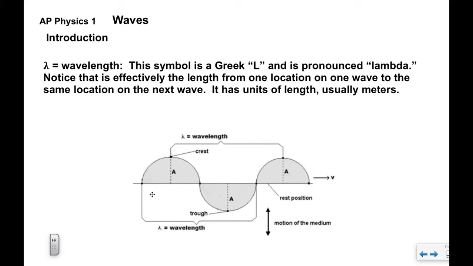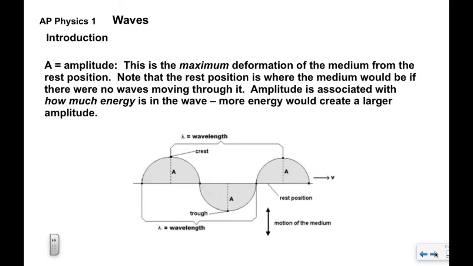We could also measure it from this rest position through one full wave to this rest position. So we could look at that as the wavelength. We could measure from a trough to a trough over here. All of these would indicate the wavelength of the wave. It usually has units of length, meters most of the time.